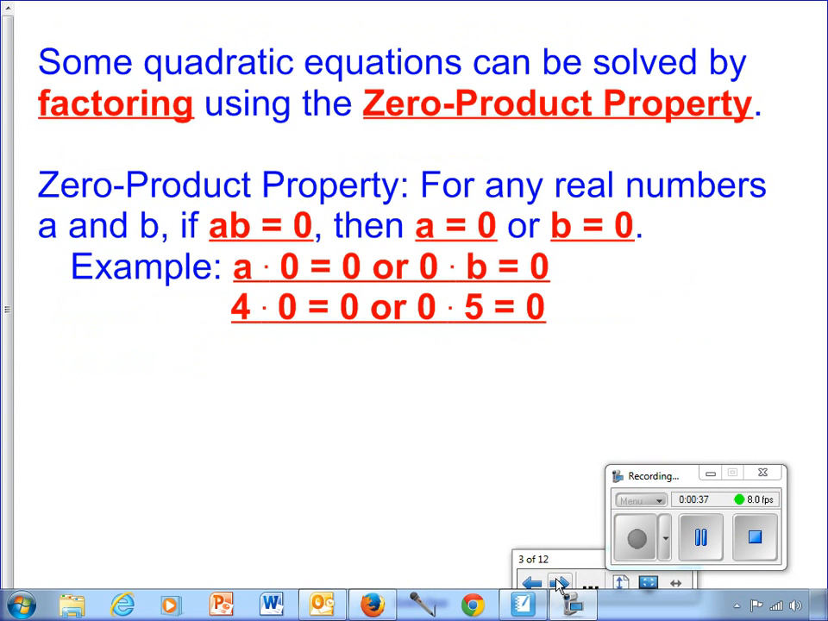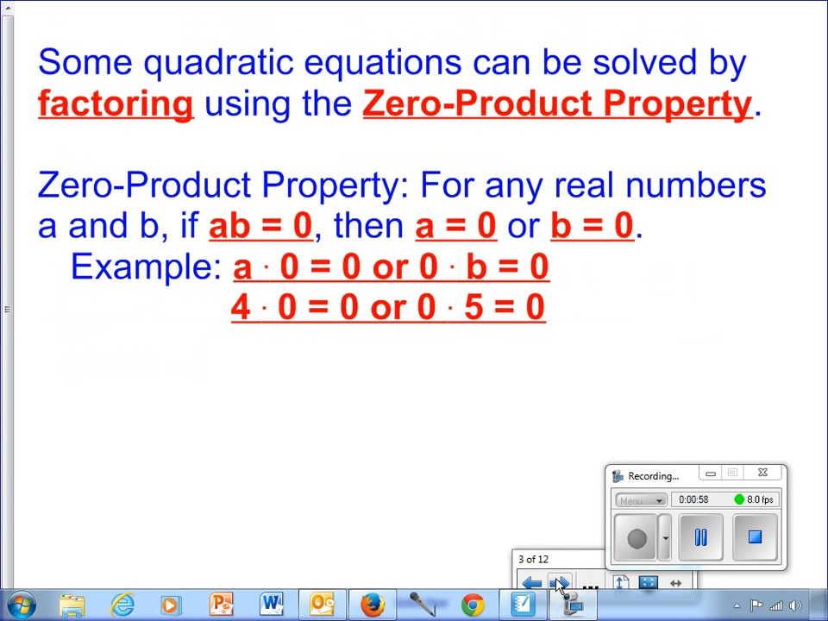Some quadratic equations can be solved by factoring using the zero product property. Now note, the word some means that not all of the quadratic equations can be factored. And in our upcoming lessons we will have other methods that we can deal with those.